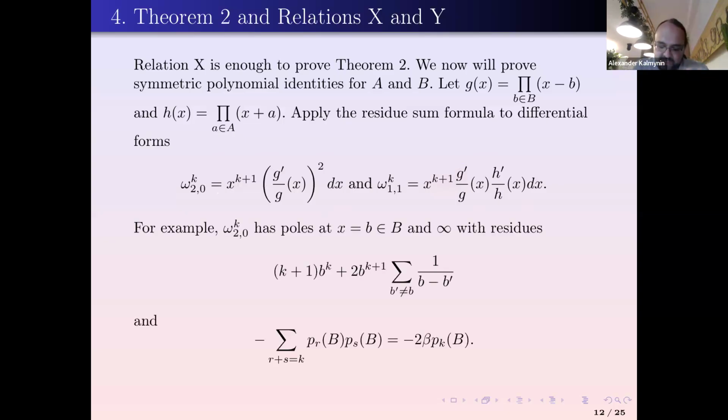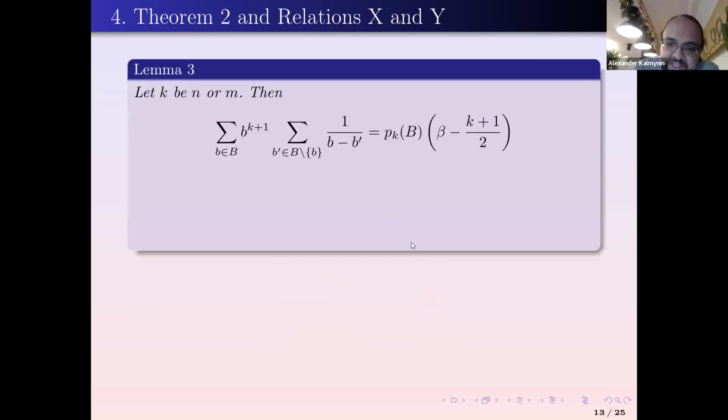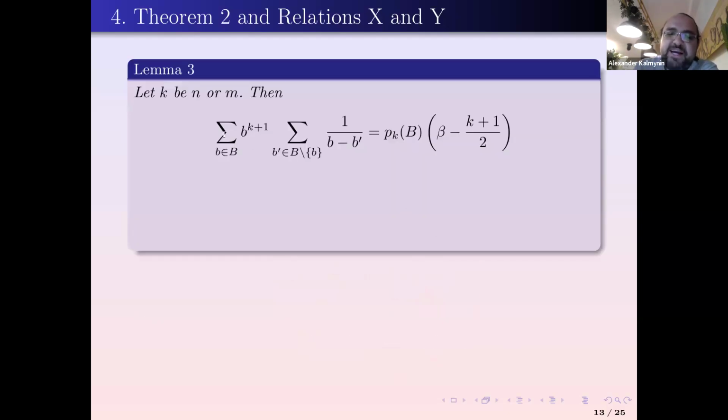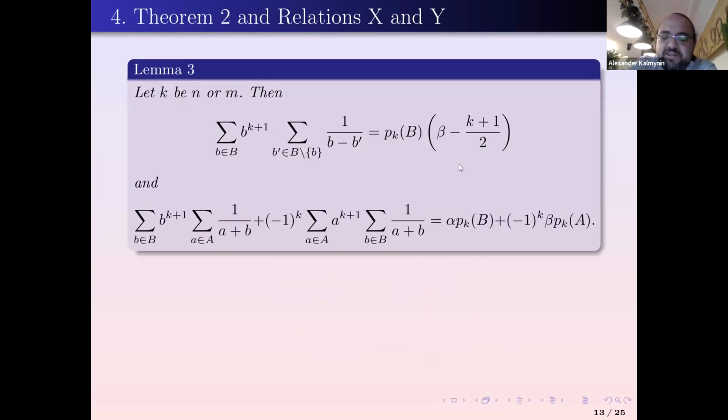Then if you compute the poles of, say, the first form at x equals b, you get this residue. And if you consider the pole at infinity, you get this residue. So this is the sum of symmetric polynomials, but we have chosen our k carefully so that almost everything cancels out. Okay, so now you have this lemma. If k is n or m, then we have the following two formulas. I should note that both of these formulas can be obtained by elementary means, but we are going to see much more involved formulas, which can be proved elementarily, but it is much more difficult to understand what to prove than to prove it in this case.